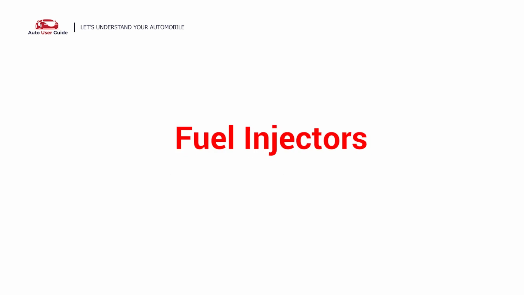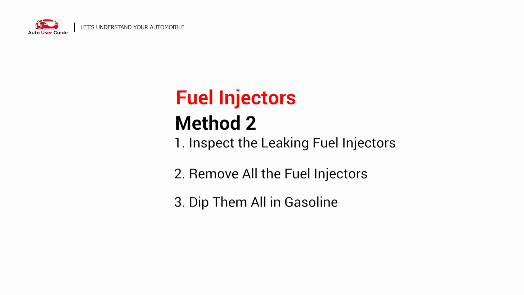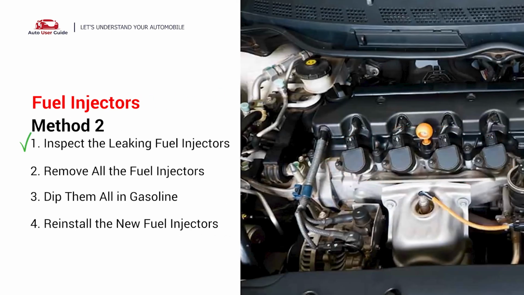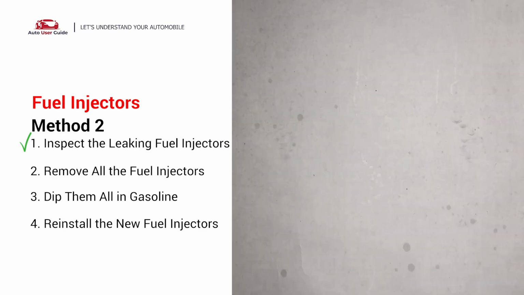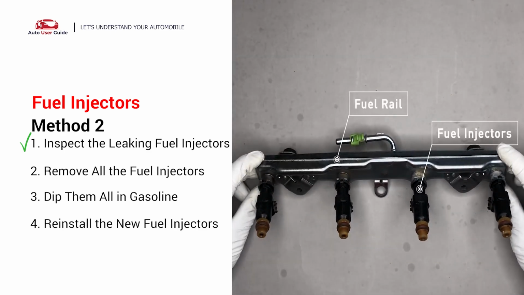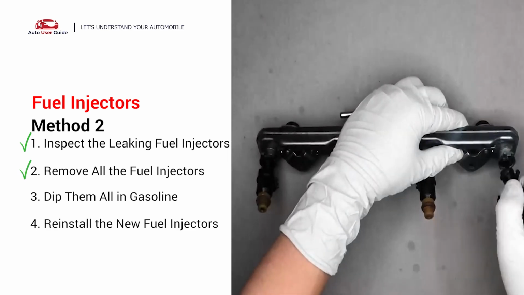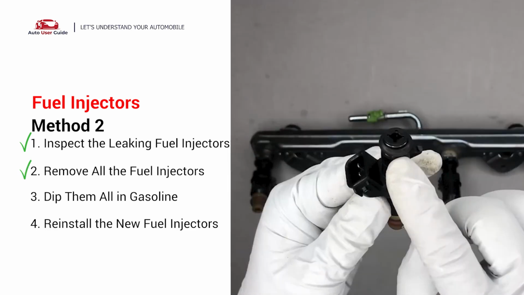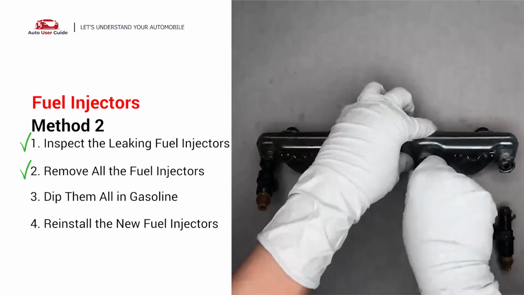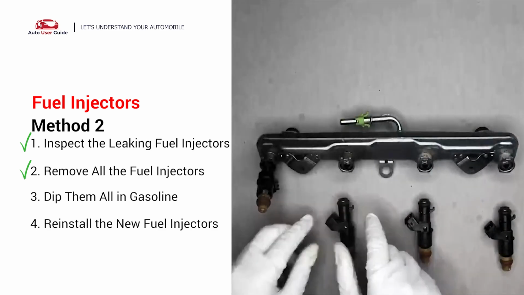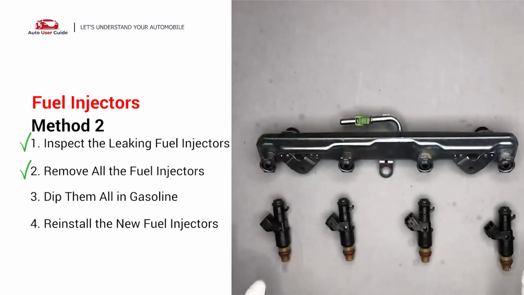Fuel injectors. The fuel injectors are mounted in the intake manifold so that they spray fuel directly at the intake valves. Inspect the leaking fuel injectors on the fuel rail. Carefully remove the fuel injector. Make sure the new injector has new seals and never use the old seals over. When you change the fuel injectors, change them all as a set. Otherwise, the engine will run unevenly.